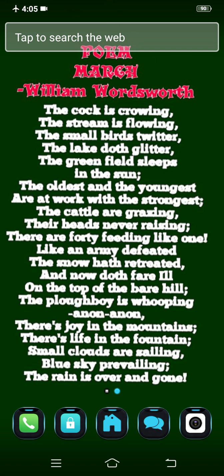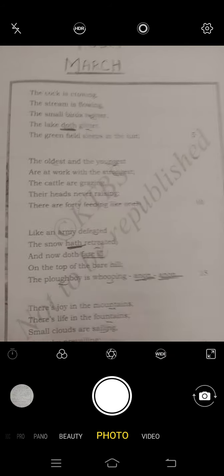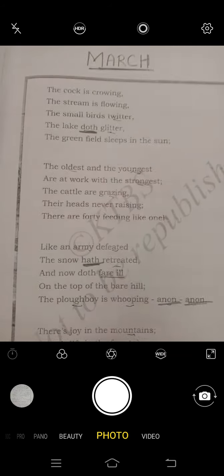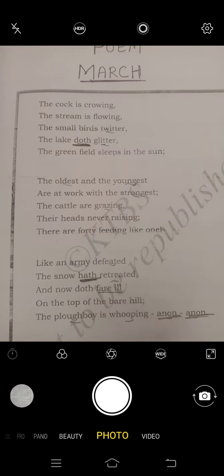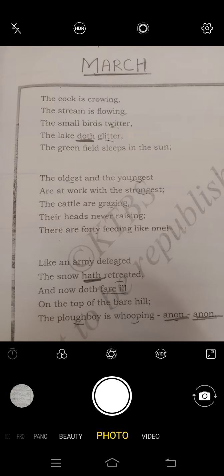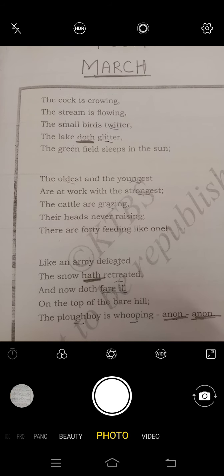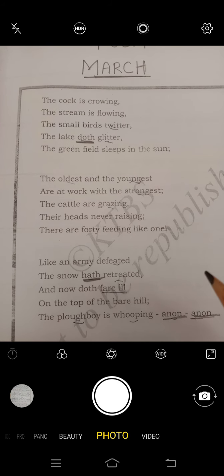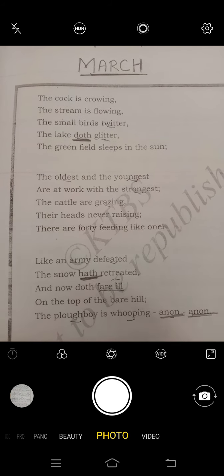So before I begin the explanation of the poem, I wanted to open up the poem written in March. Take a pencil in your hand and keep marking the important words and keep making notes as required.